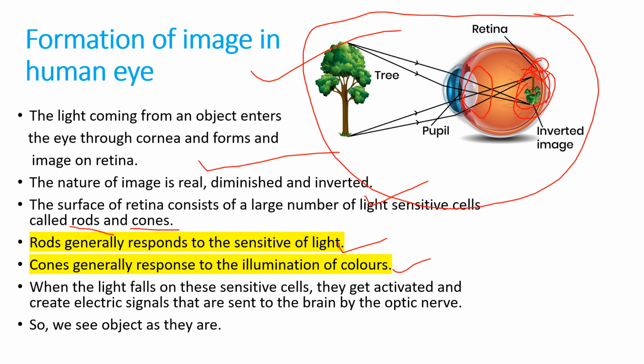So the image created is real and inverted, but by the optic nerve the signal is sent to the brain, and the sensation given to the brain appears as a straight view of the image, the way we are looking at the objects. Okay, so this is how an image is formed in the human eye. I hope you have understood.